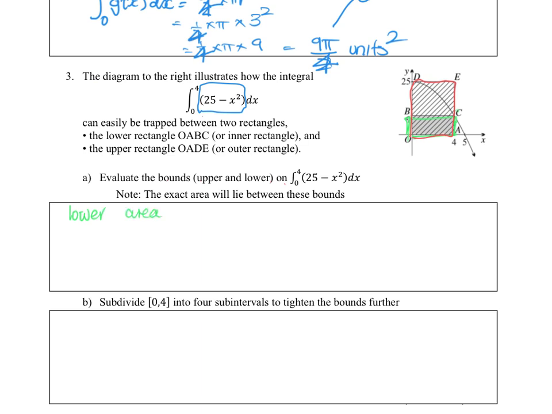What are the letters that they say? O, A, B, C. What's that area? 4 times 9, because it says here, whoops, I rubbed it out. See that 9 there? Okay, so that's 4 times 9, which is 36. Now, what about the upper area? Times 20, yeah. Okay, so it's going to be 4 times 25, which is 100.